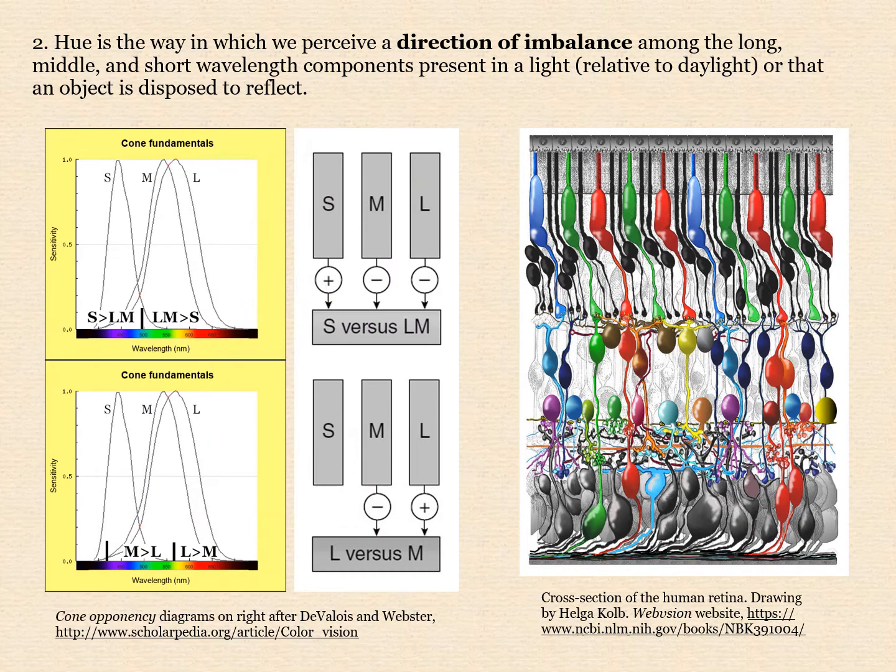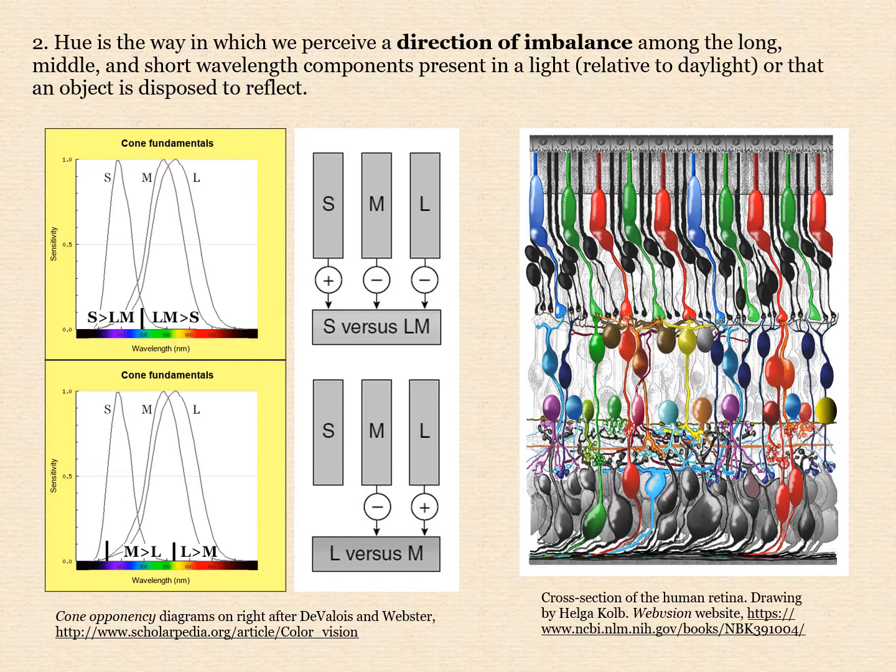The cone cells are connected up by cells that facilitate a process called cone opponency, in which the responses of the cone cells are compared with each other. According to this widely accepted model, some of these cells compare the S cone response to the L and M cone responses, and that creates a signal, and then other ones compare the L and the M cone responses with each other, and that creates another signal. So the cone cells still don't detect individual wavelengths, but the system as a whole responds to variations in the overall balance of energy among the long, middle, and short wavelengths.